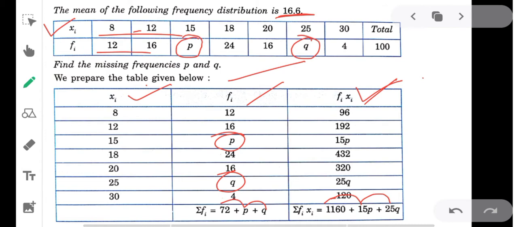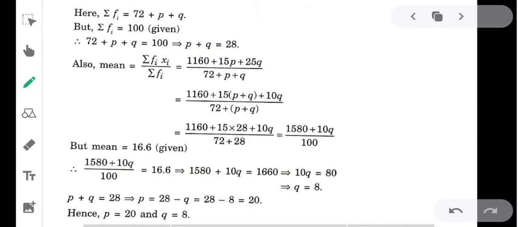Just make the table. In the first column write down the observation, in the second column the frequency, in the third column the product of frequency and observation, then in the last row write down the summation of frequency and summation of the product of frequency and observation. Clear? Now the mean is given.